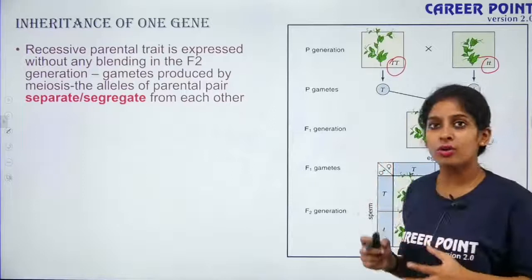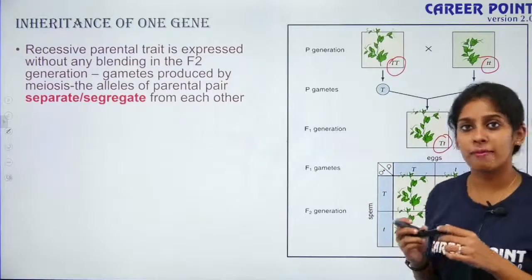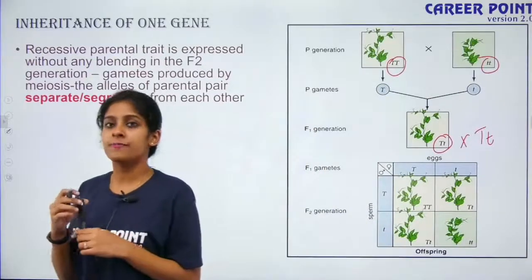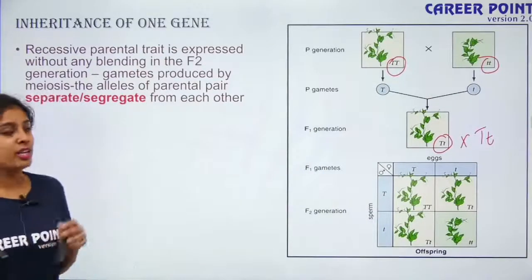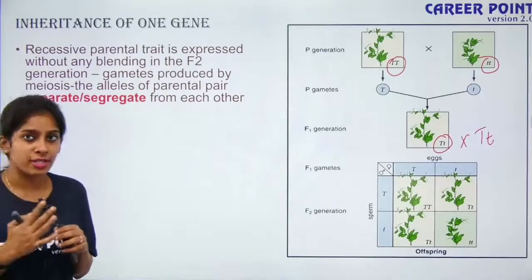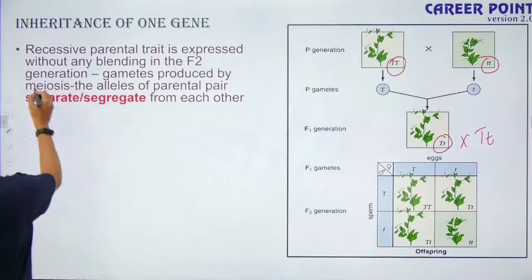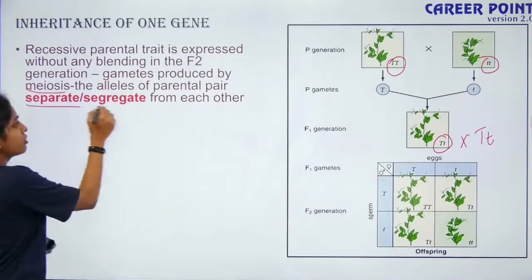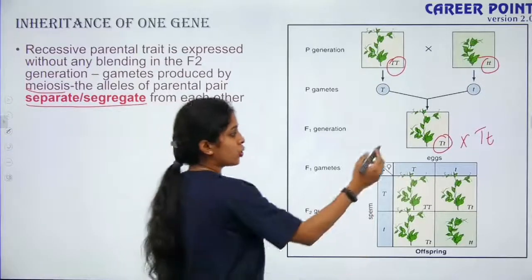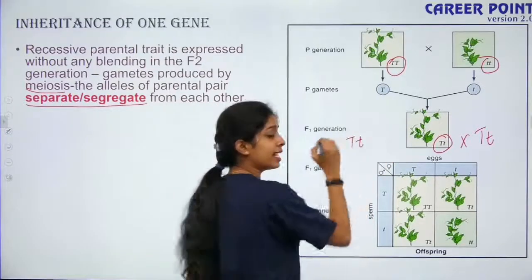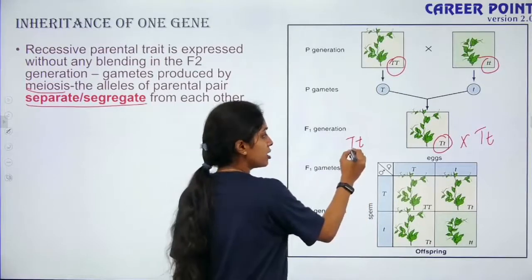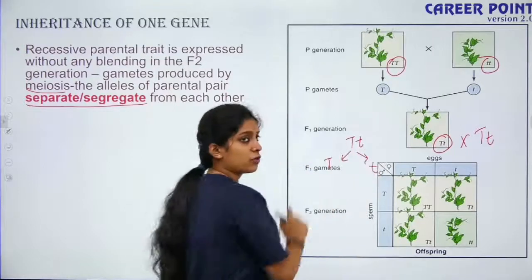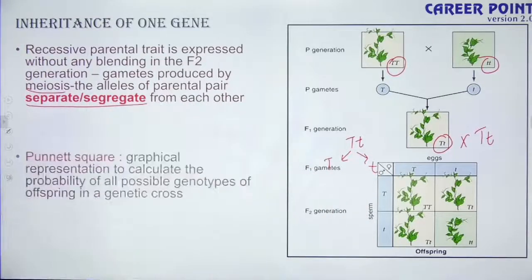So what do we conclude from that point? That gametes are produced by meiosis. We will talk about the cell cycle in our class 11 as well. There I will teach you about meiosis and mitosis. So we will understand meiosis produces gametes. Okay, so the alleles of the parental pair separate or segregate from each other. So understand, if you have an allele like this, this will separate independently of this. Fine. So that was the conclusion of Mendel.